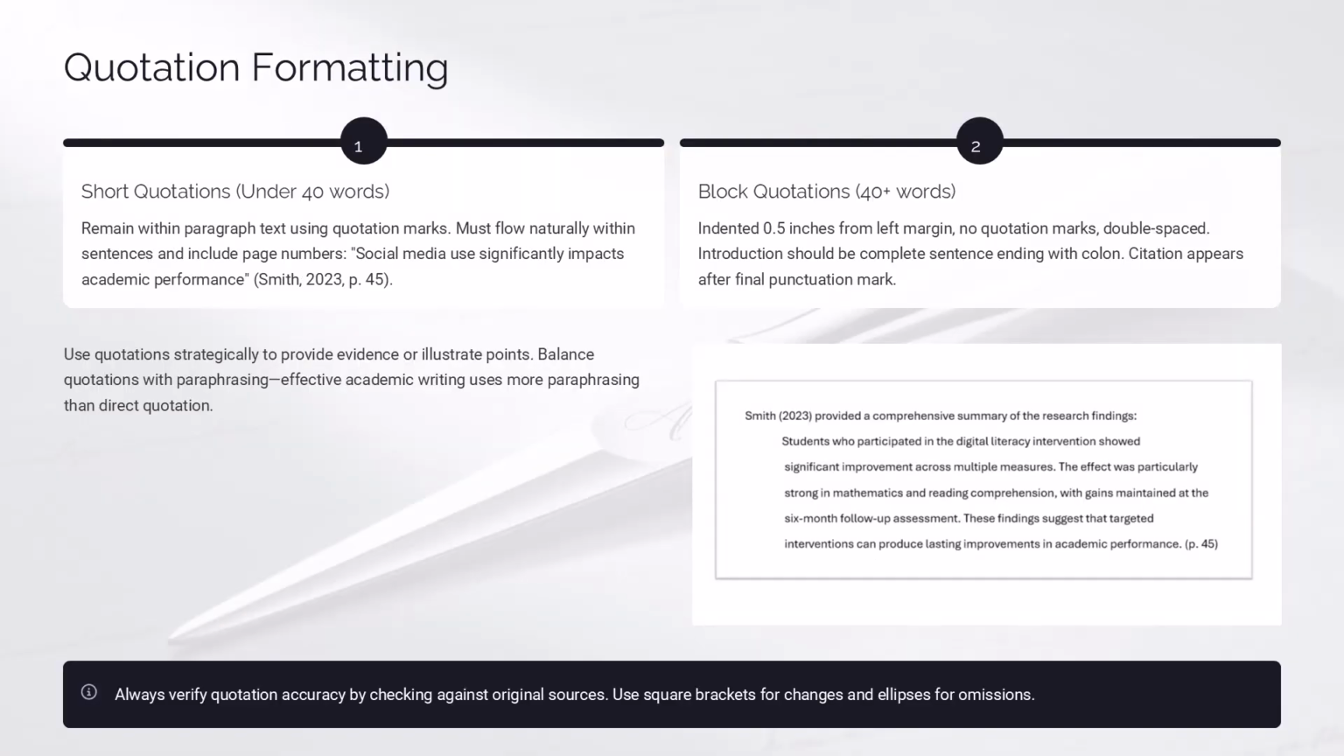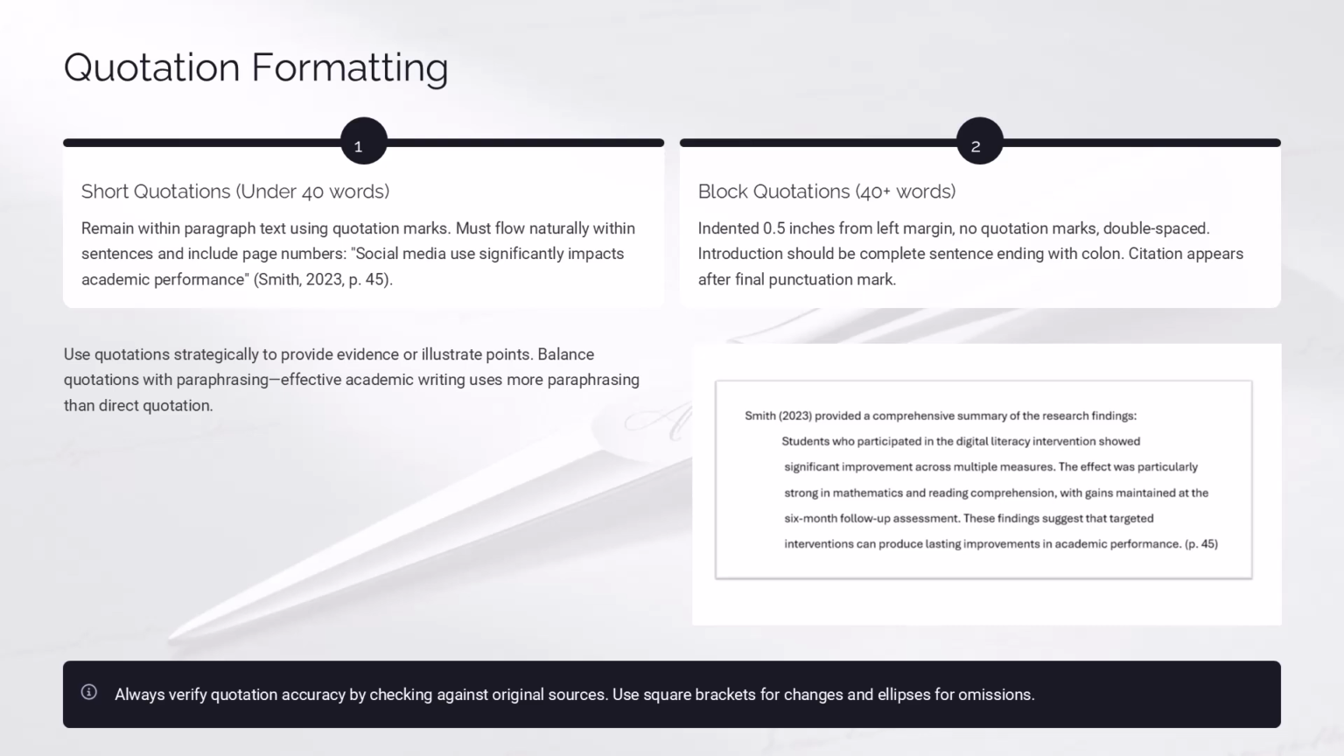Quotations, short and block formatting. Quotation formatting in APA style depends on length and serves different purposes in scholarly communication. Understanding when and how to use different quotation formats ensures your writing integrates sources effectively while maintaining proper attribution and readability.